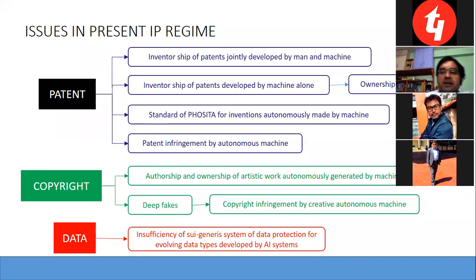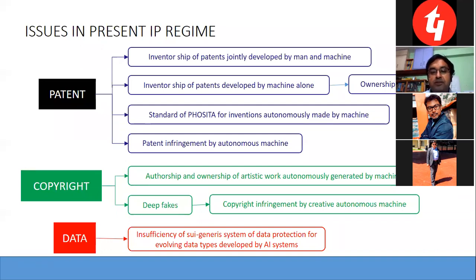Okay. So then once machines start inventing autonomously without any human intervention or without any human ownership, who becomes the owner of such a patent? A machine cannot file a patent as of now on its own. In future it might be possible, because at present you do not require any paperwork to file a patent. You can file it absolutely online.